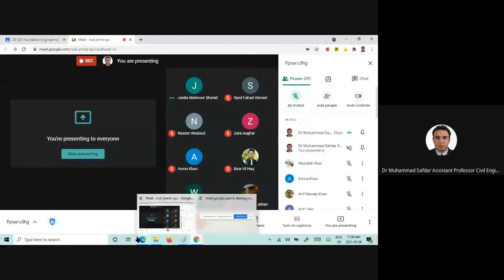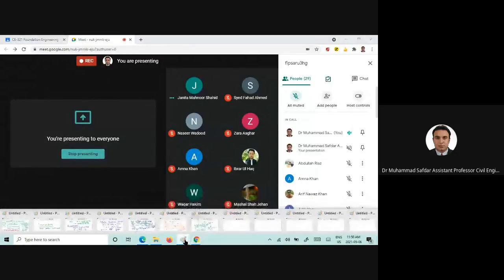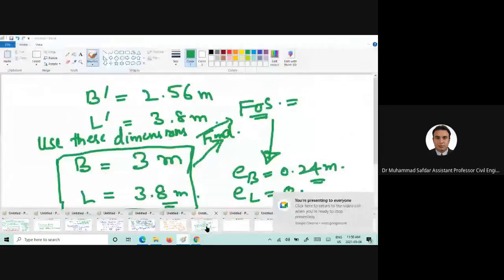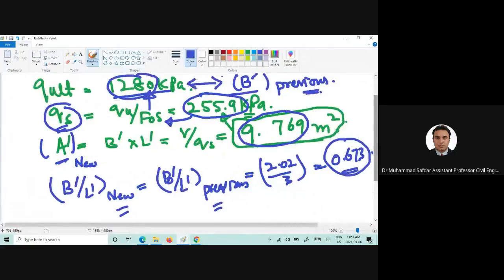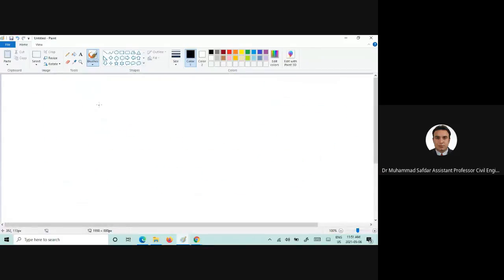बात सही है. असल में हमने previous, so we used the previous width of the foundation, so that's why the ultimate bearing capacity 1280 was used. Now, although the factor of safety of 5 was used, but due to this assumption, the previous B prime, we are getting the value of factor of safety close to 5. So I would say factor of safety would be close to 5, not exactly 5, okay?